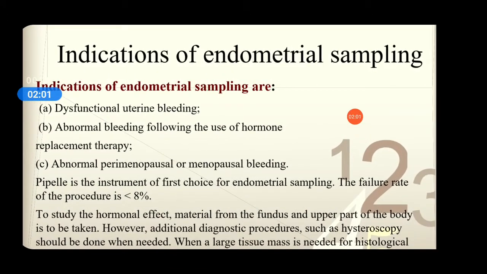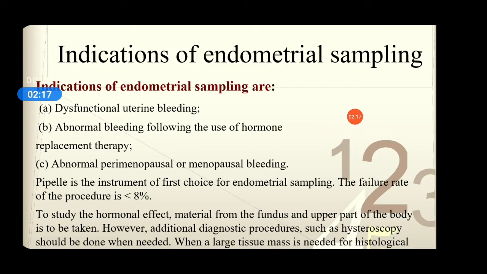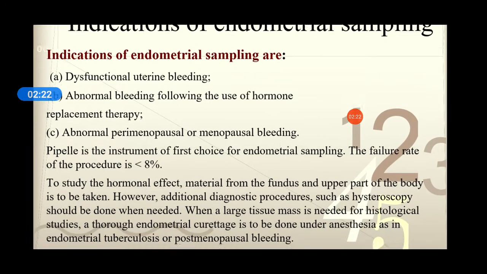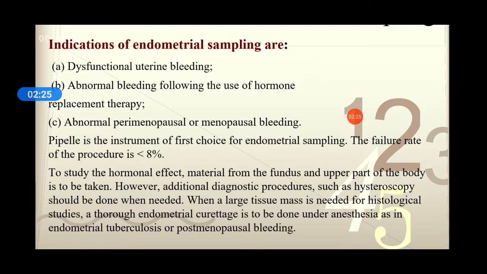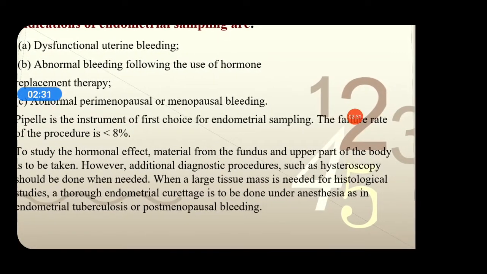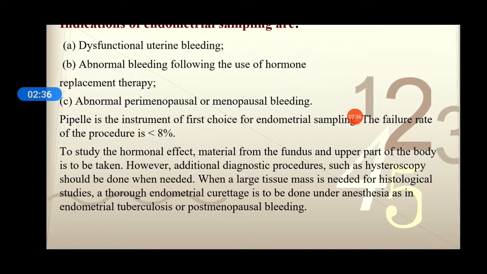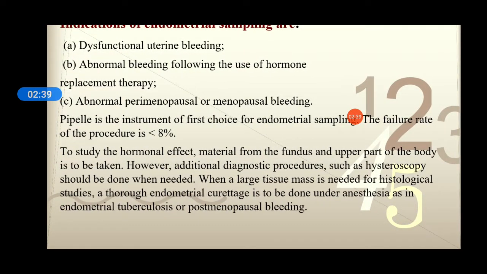Coming to the indications of endometrial sampling, they include dysfunctional uterine bleeding, that is DUB, abnormal bleeding following the use of hormone replacement therapy, and abnormal perimenopausal or menopausal bleeding. Pipelle is the instrument of first choice for endometrial sampling. The failure rate of the procedure is less than 8%. To study the hormonal effect, material from the fundus of the uterus and the upper part of the body is to be taken. However, additional diagnostic procedures such as hysteroscopy should be done when needed.